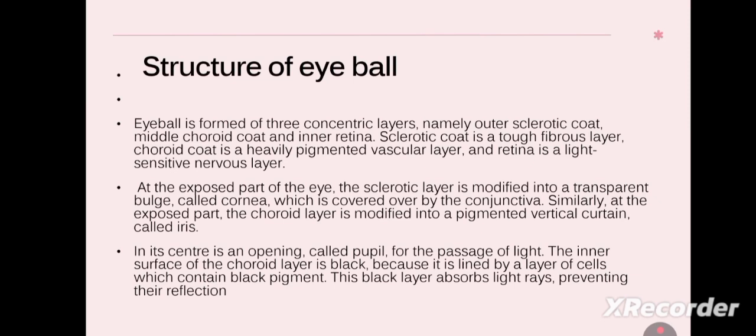Structure of eyeball. Eyeball is formed of three concentric layers, namely outer sclerotic coat, middle choroid coat, and inner retina. The sclerotic coat is a tough fibrous layer, and choroid coat is a heavily pigmented vascular layer, and the retina is a light sensitive nervous layer.